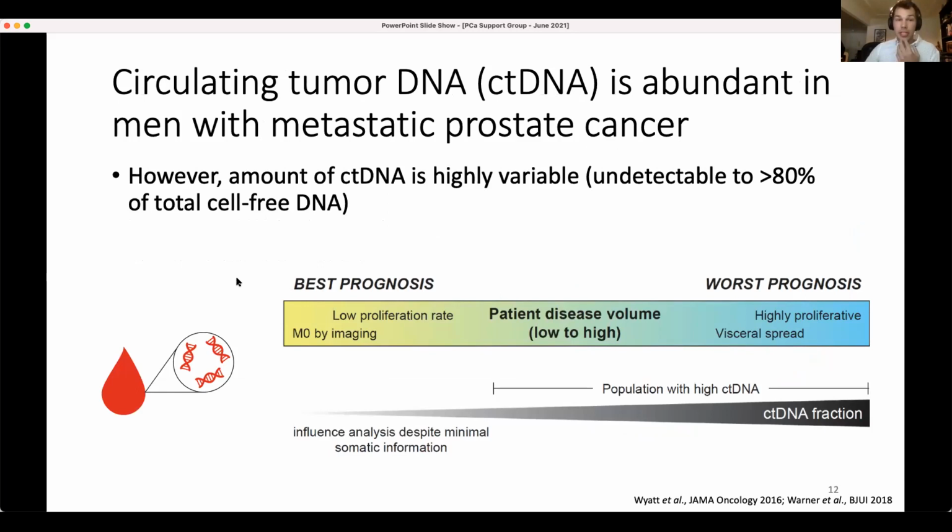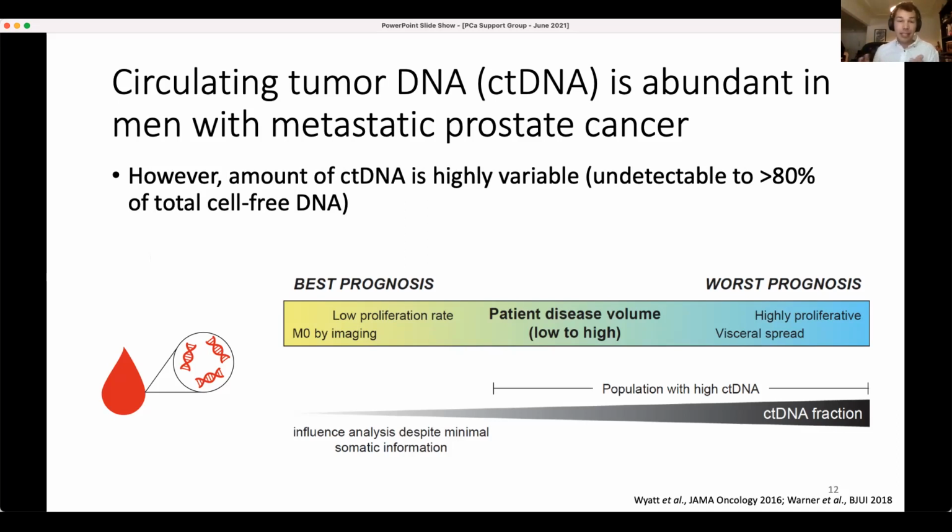Now, circulating tumor DNA, as I said, is a source for looking at mutations in the tumor genome. But one of the challenges of using circulating tumor DNA as a means to profile these tumors is that the amount of circulating tumor DNA we see in a patient is very variable. So patients can have anywhere between no circulating tumor DNA in their blood, or up to 80% or higher of the DNA that's in their blood actually comes from the tumor.